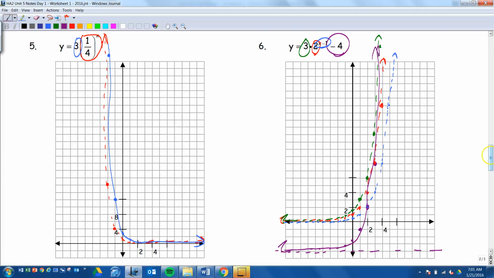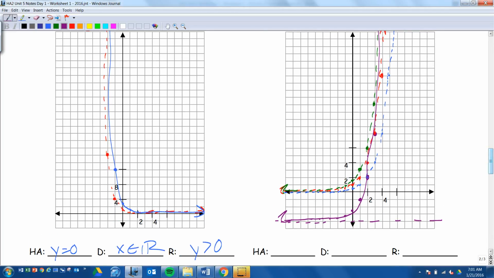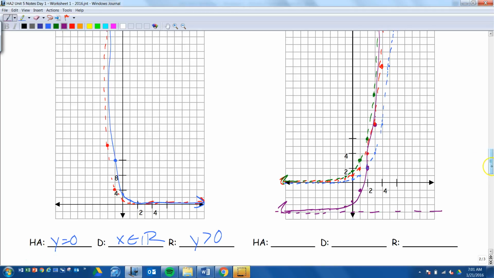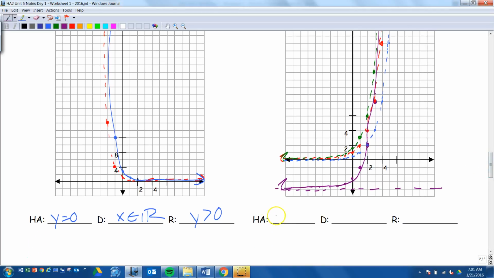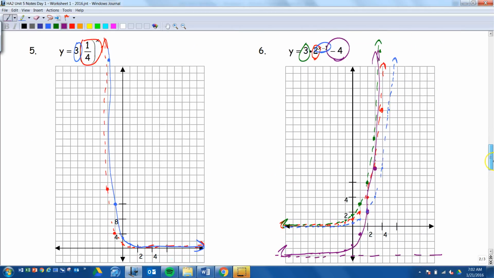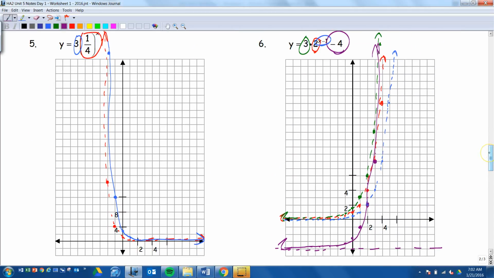Alright, so that's how you do all the transformations. It's a little sloppy, I know, but that's how you do them individually. The horizontal asymptote has changed to y equals not 0. I just wrote that. It's down now at -4. The domain is still the same, but now the range has changed. The purple line is above y equals -4. Okay, so that's how you do the full transformation step by step.